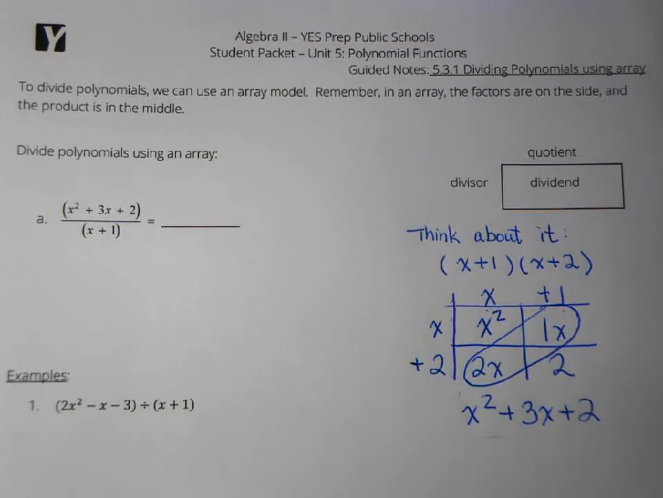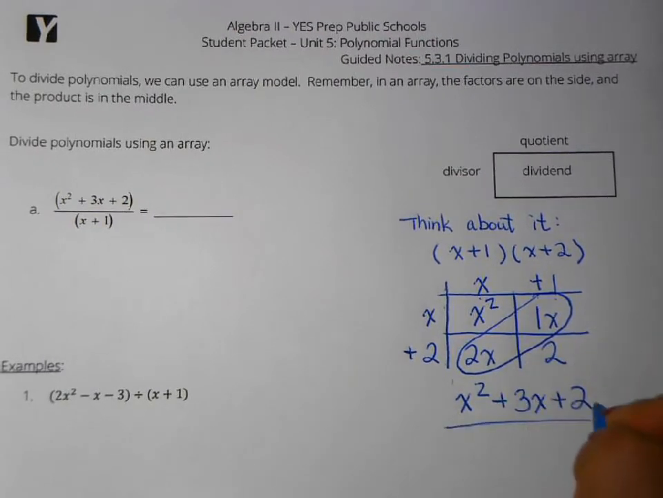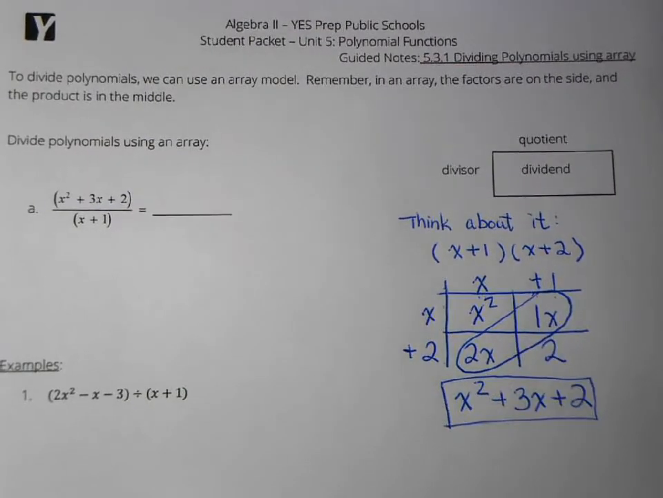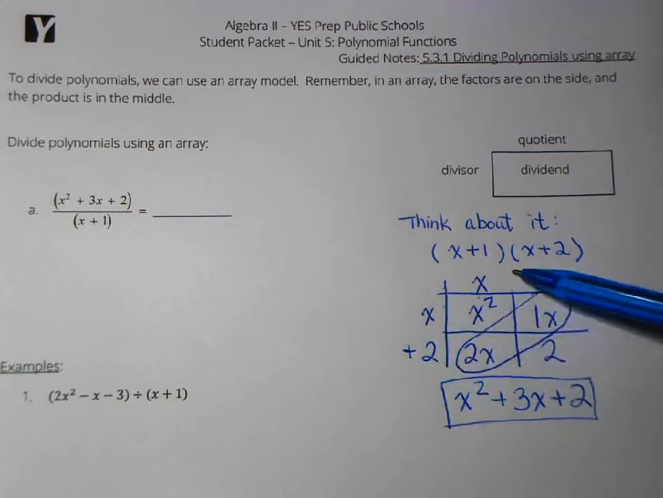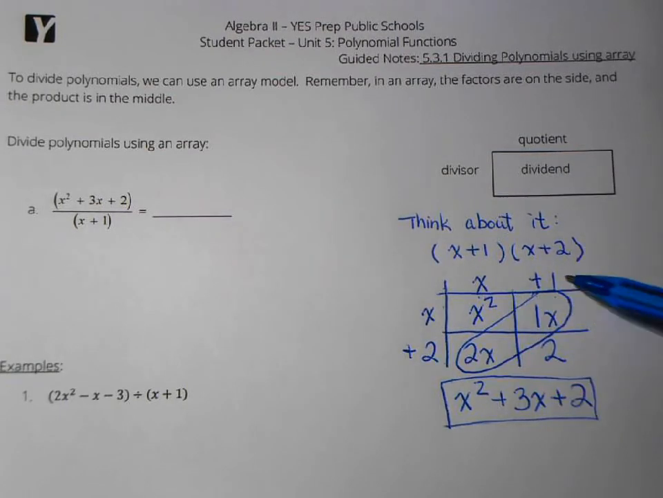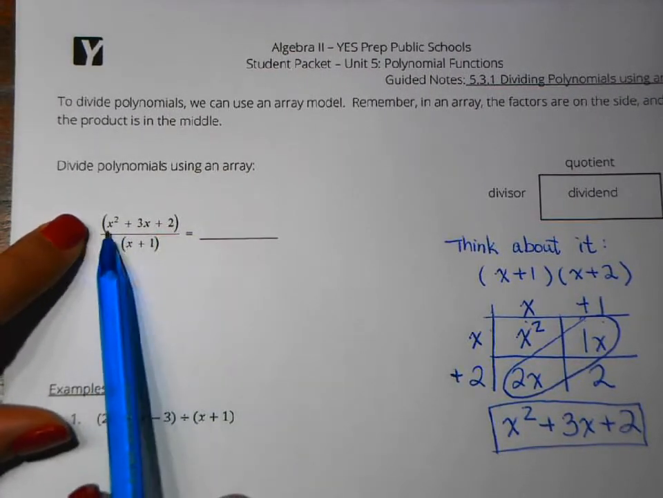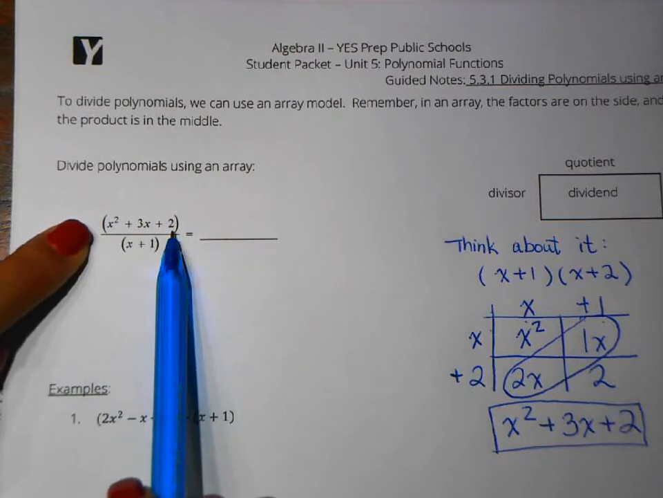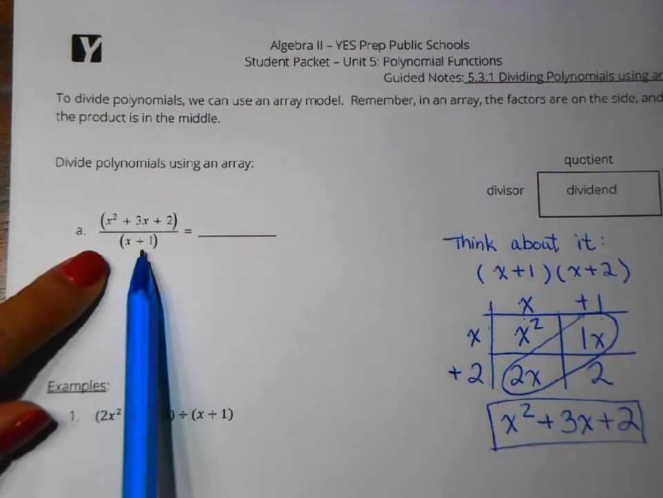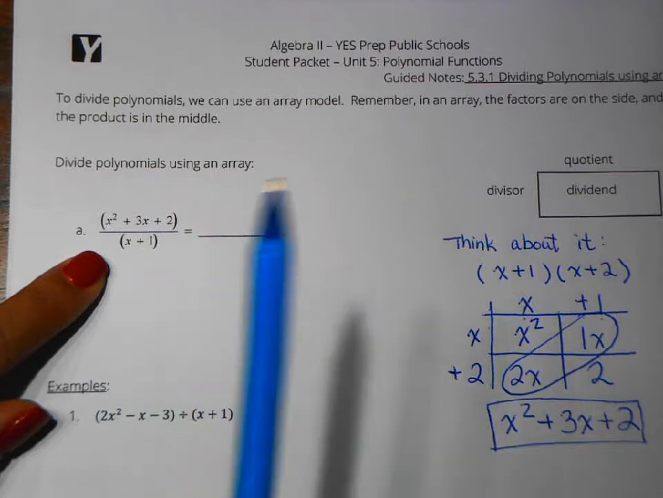Now, what I want us to start looking at is dividing. If I were to give you this polynomial, this trinomial, and ask you to divide it by one of these factors, I'm looking for the other factor. So, for example, in part A, I'm giving you x squared plus 3x plus 2. That is the dividend. I'm telling you, hey, one of the factors is x plus 1. I want you to divide to figure out the other factor.